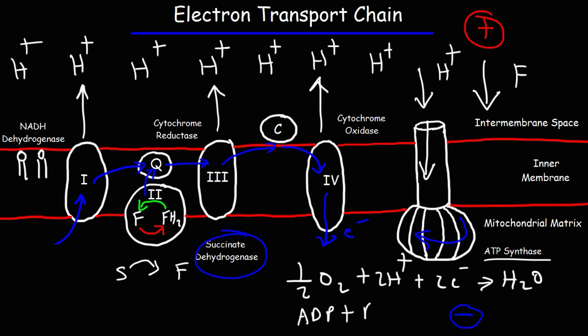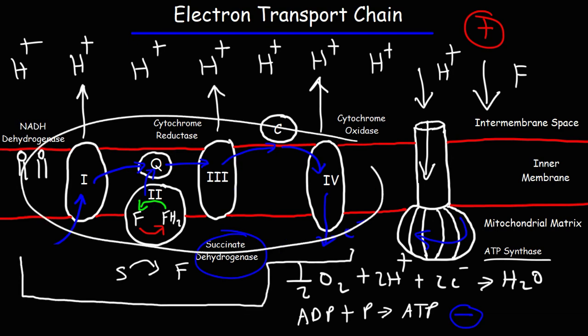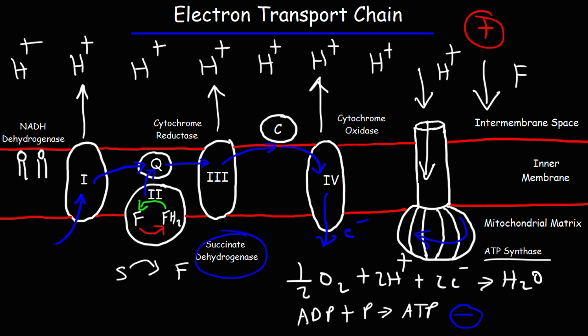So this process is known as chemiosmosis because we're using diffusion to create ATP. So the electron transport chain is basically what we see here. The electrons traveling from complex 1 all the way to complex 4. Chemiosmosis is the production of ATP using the diffusion of protons as they flow through ATP synthase. When you combine the electron transport chain and chemiosmosis, you have oxidative phosphorylation.